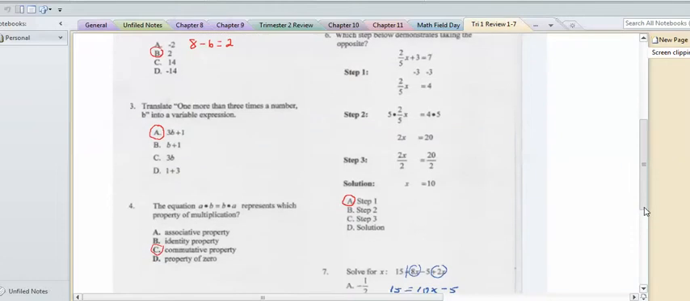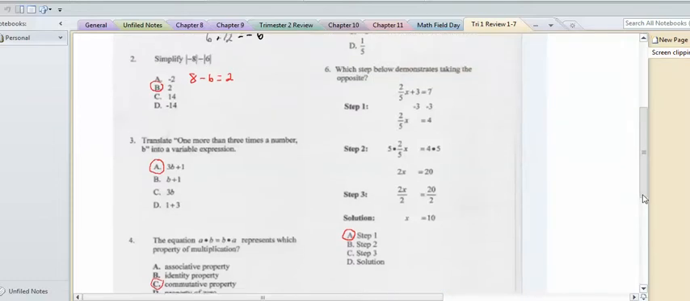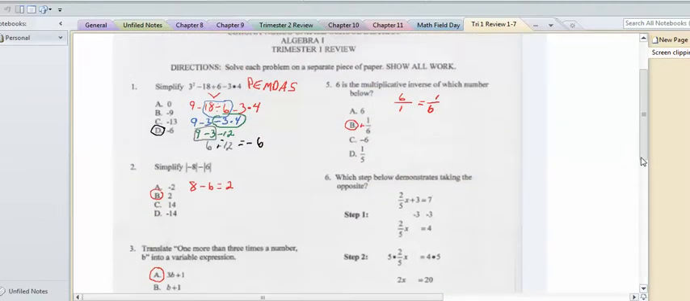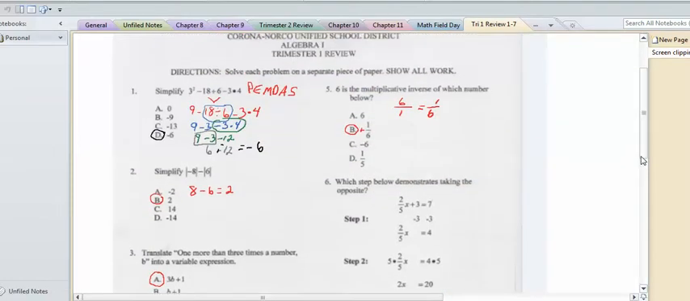Number 4, commutative property. The a and the b switched places, so it moved, so that's commutative property. Number 5, there was no right answer there. You needed to change the 1/6 to a positive, and the multiplicative inverse is you just flip it over. So 6 over 1, the inverse is 1 over 6.